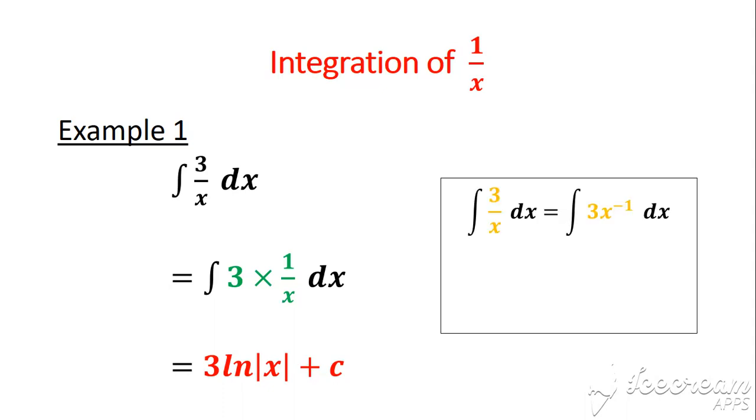If we tried to do it the old way with polynomials, we'd go 3 over x, we could bring the x up to x to the -1. We could then add 1 to the power and divide by the new power of -1 plus 1. And we had a problem. We showed you in an earlier video that we're trying to divide by 0. And this just doesn't work. So this is the way around getting around that problem.